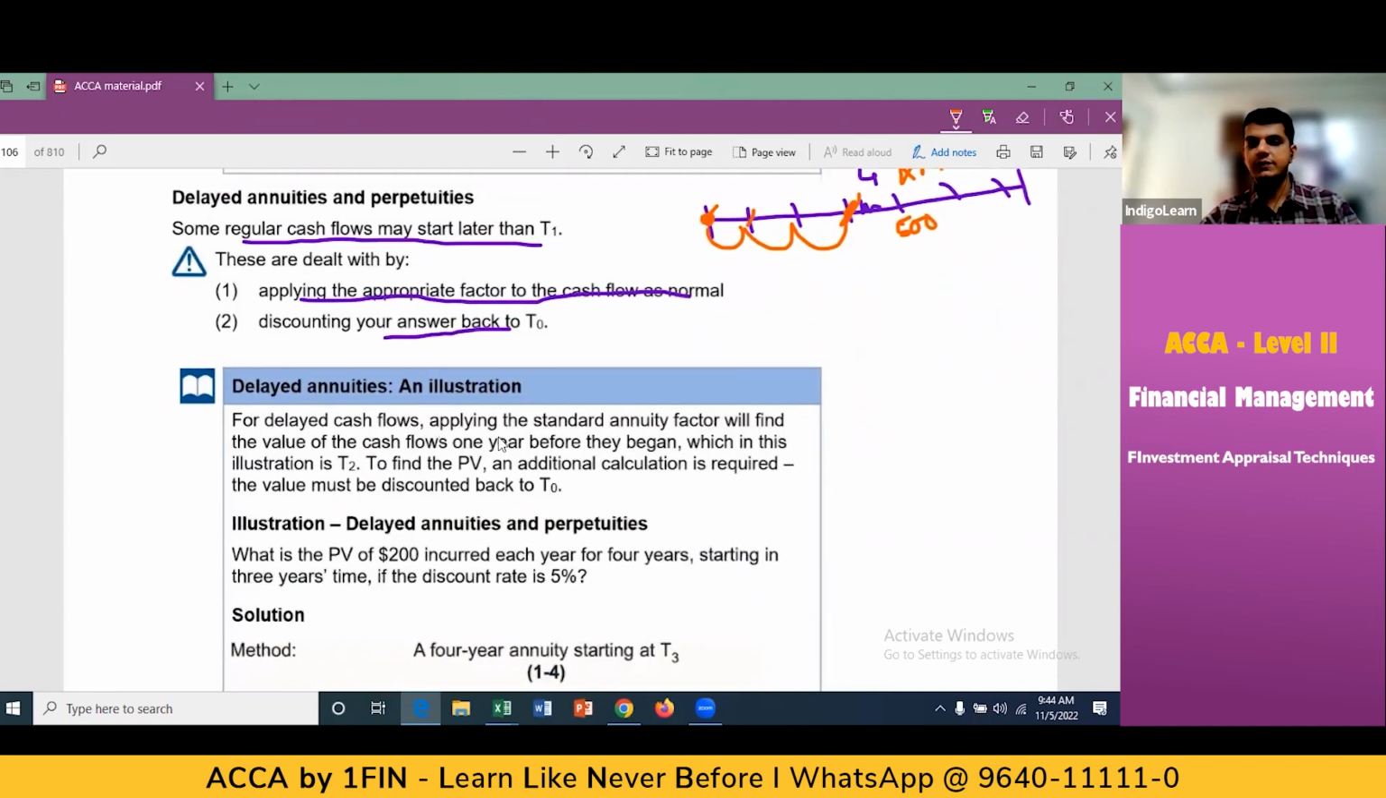For delayed cash flows, applying the standard annuity factor will find the value of the cash flows 1 year before they began. So here, 4th year end, it will give the cash flow at 4th year beginning. Then 4 years discounting you will do to get the value at year 0, or at the beginning where you are standing right now, which in this illustration is T2. To find PV, an additional calculation is required: the value must be discounted back to T0.